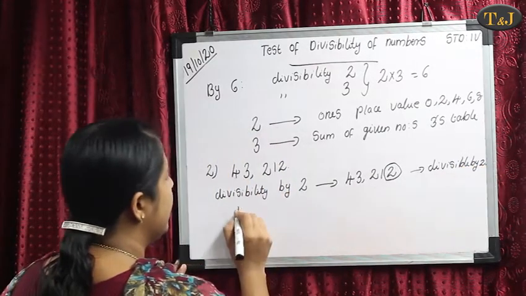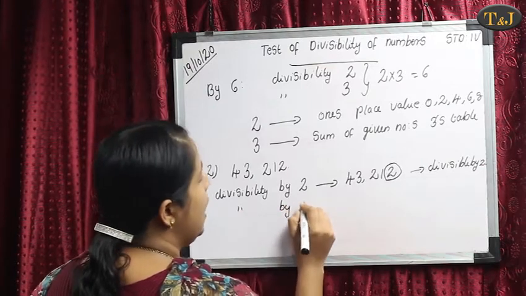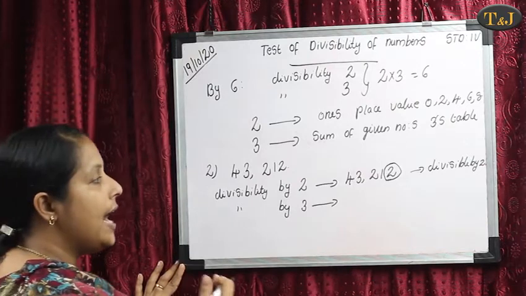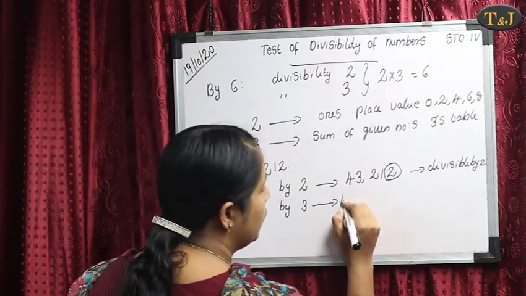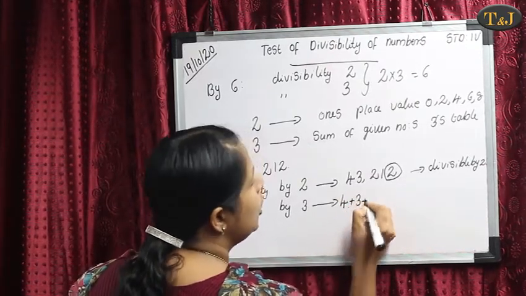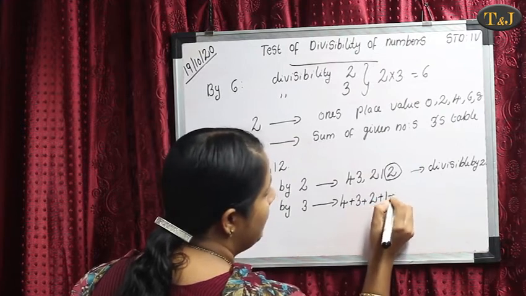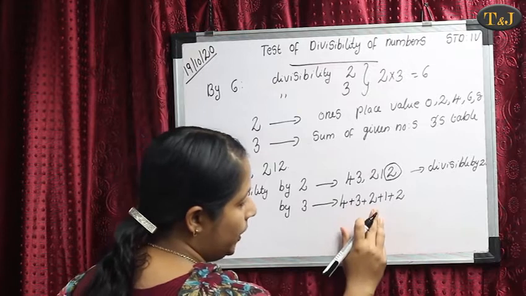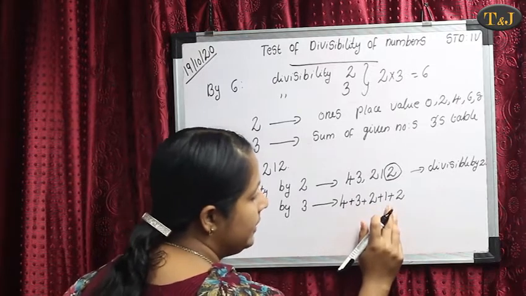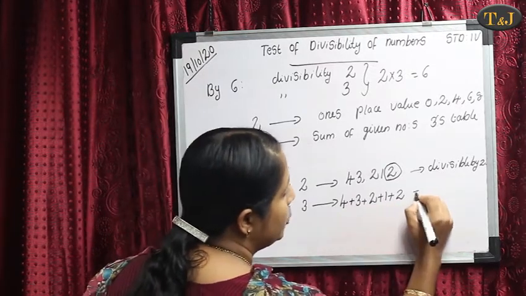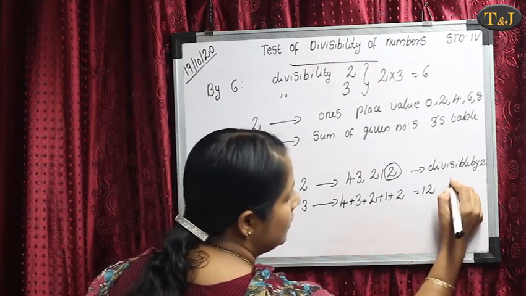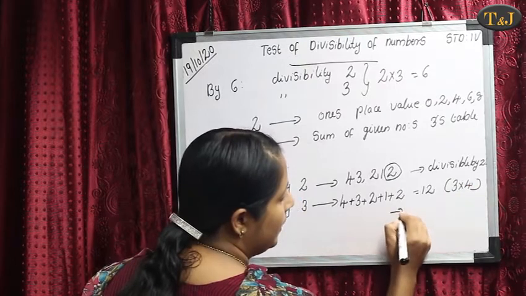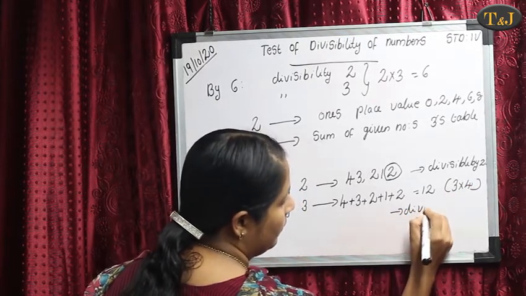Then next checking the divisibility by the number 3. How we can check the divisibility by the number 3? When we are adding the given numbers. That means 4 plus 3 plus 2 plus 1 plus 2. 4 plus 3 equal 7. 7 plus 2 equal 9. 9 plus 1 equal 10. 10 plus 2 equal 12. 12 is included in 3's table. Yes, 3 4s are 12. So it is divisible by the number 3.